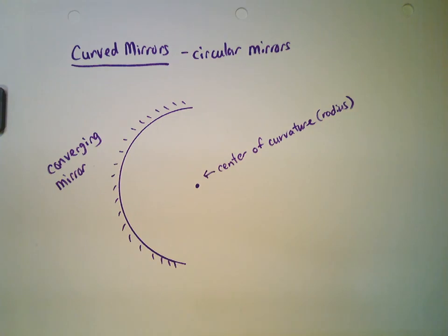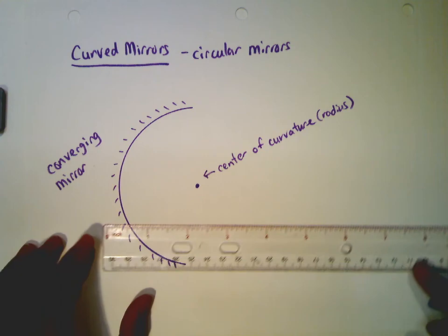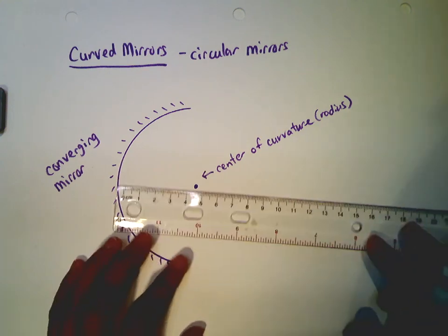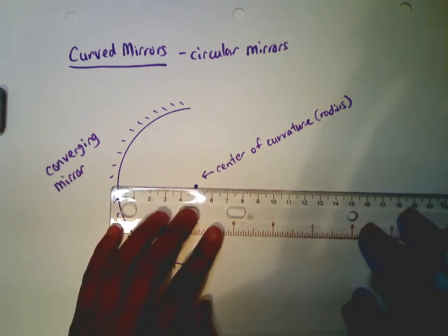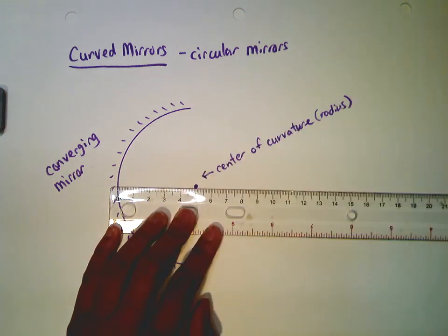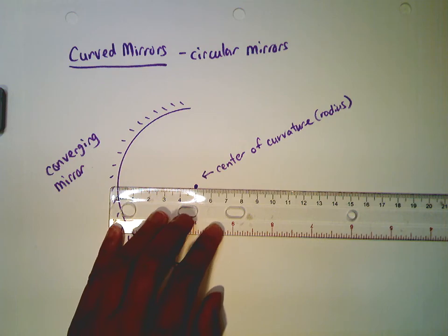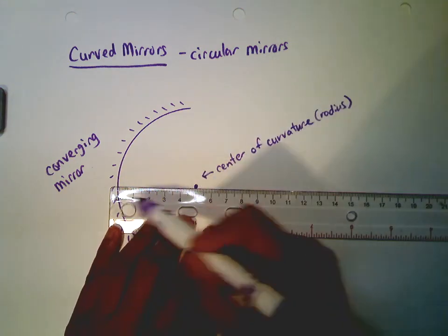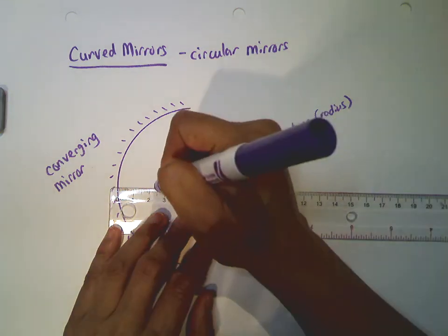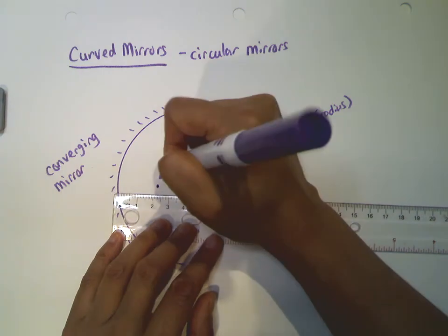And the last thing I need to mark down is the focus. So what is the focus? That is the distance between the mirror itself and then the radius or the center of curvature. And we're going to take that distance and divide it by 2. So it's halfway. So 5 centimeters, as you can see, and that's going to be halfway, which is 2.5 centimeters. And this here is the focus.